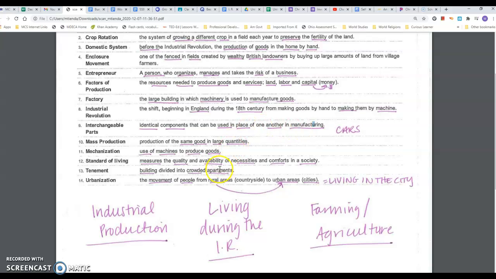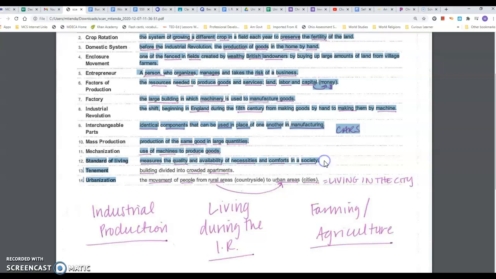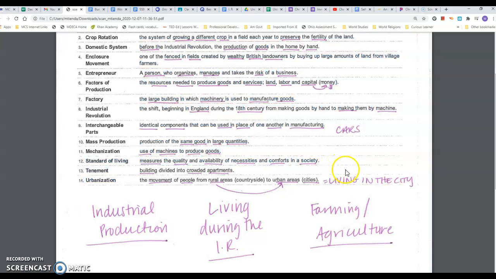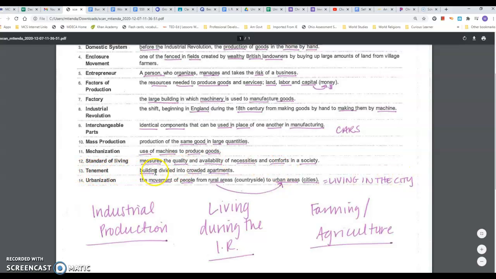Standard of living measures the quality and availability of necessities and comforts in society. You guys read about the standard of living in your overview reading, how for some it increased during the Industrial Revolution and for others it decreased in the short term. So we saw the standard of living rose in general over time over that 200-year time period, especially with the introduction of vaccines. But in the beginning, for the working class, standard of living greatly decreased, especially those that were living in tenements during the Industrial Revolution.